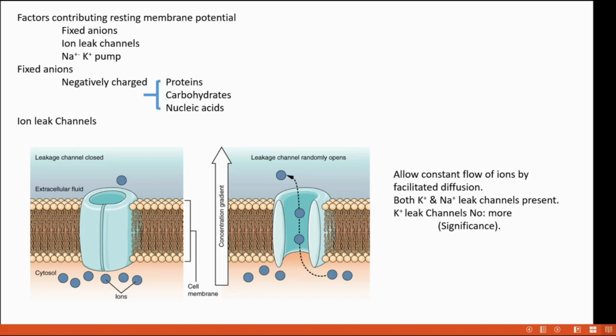Then we come to this. I have already discussed this picture of the ion leak channel. It allows constant flow of ions by facilitated diffusion. Both K plus and sodium leak channels are present. K plus leak channel numbers are more. The significance, I already told you: positive charge is more outside and negative charge can be more inside the cell.